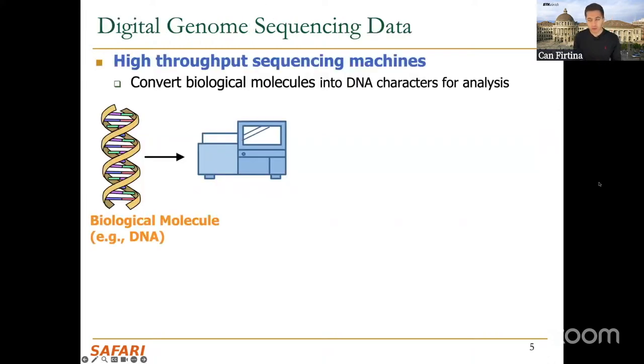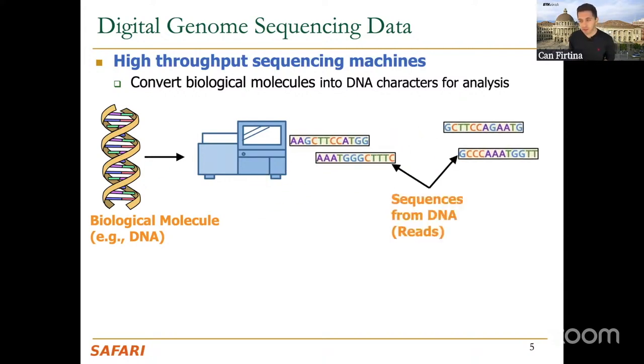So let's start with a high-level picture of how this conversion looks. We have these high-throughput sequencing machines. These are machines that can look like this, or there are other types of machines. But essentially what they do is take a biological molecule, maybe DNA or RNA, as input. And as output, they generate fragments of DNA sequences that we call reads.